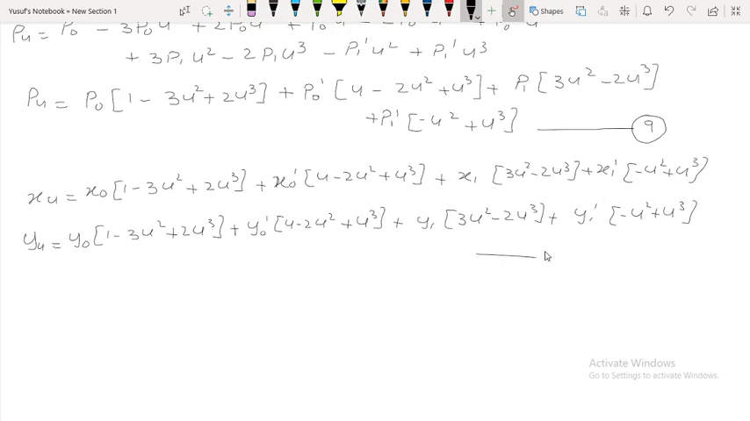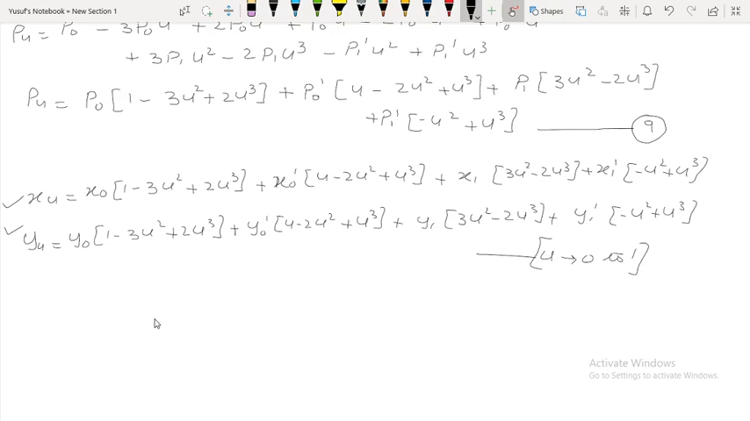These are the equations. In these equations, parameter u is varying from 0 to 1. These all are known. x0, y0 are the x and y components of the start point of the curve. x0 dash and y0 dash are the tangent vector on the curve at the start point. x1, y1 are the x and y components on the curve at the end point, and x1 dash and y1 dash are the tangent vector on the curve at the end point. So these four boundary conditions are already known, and we just have to change the parameter u from 0 to 1, calculate the x component and y component, and draw the curve.